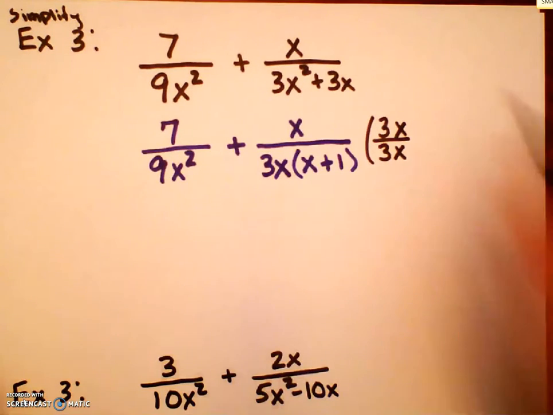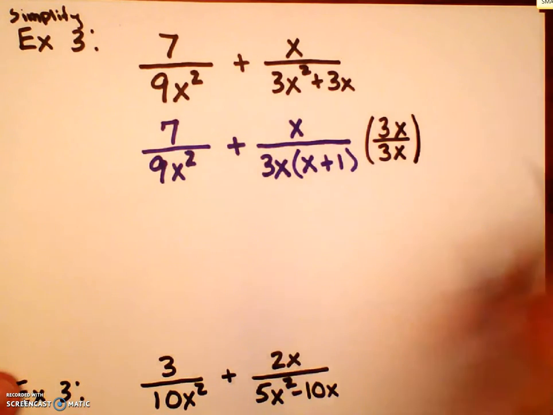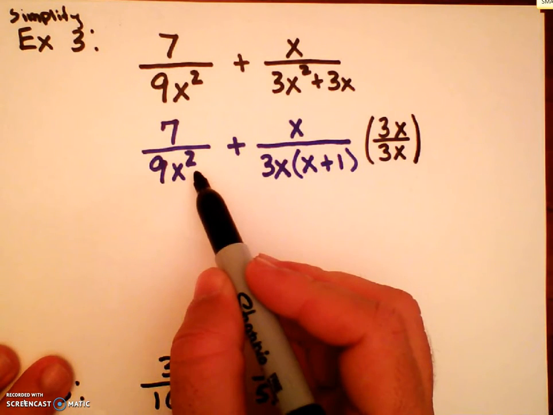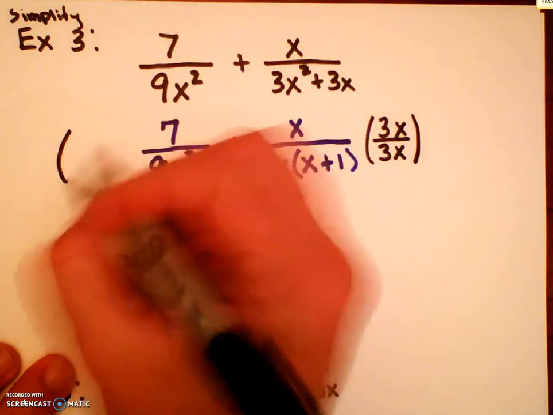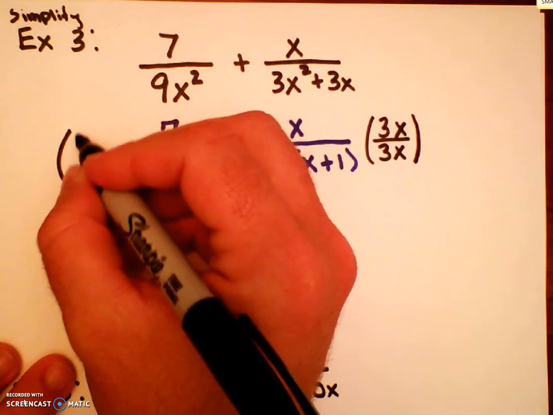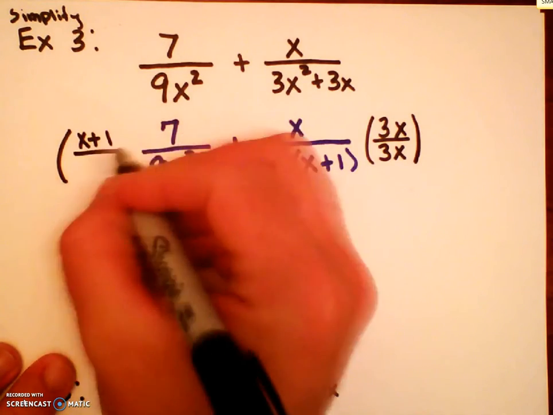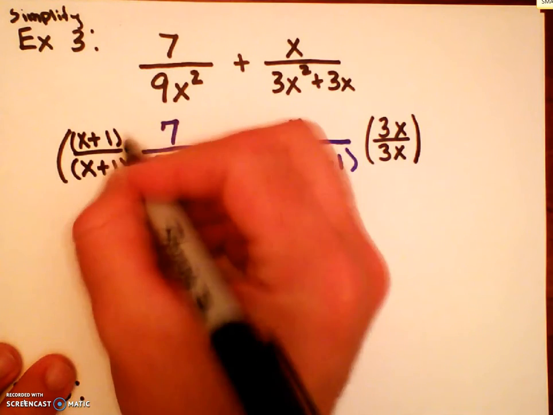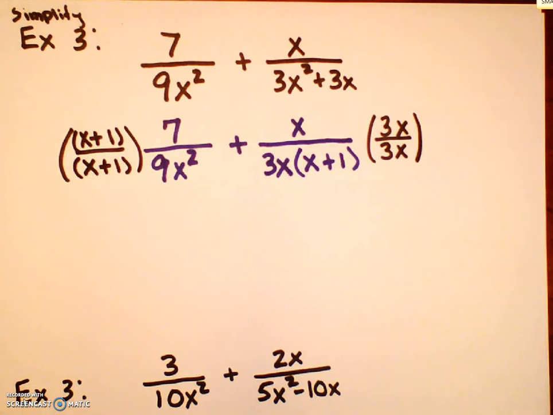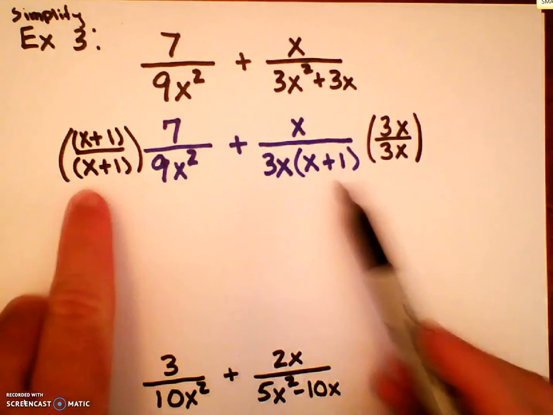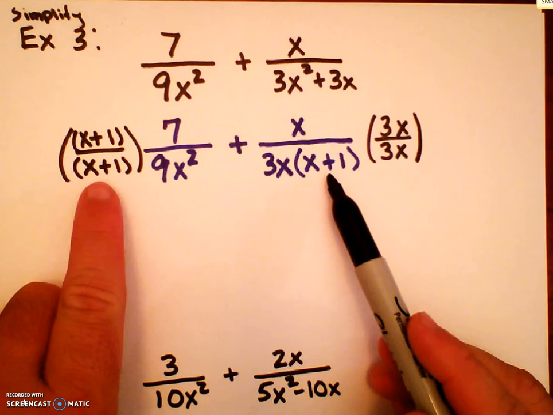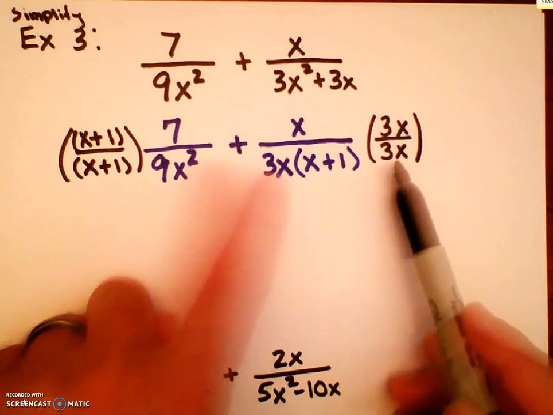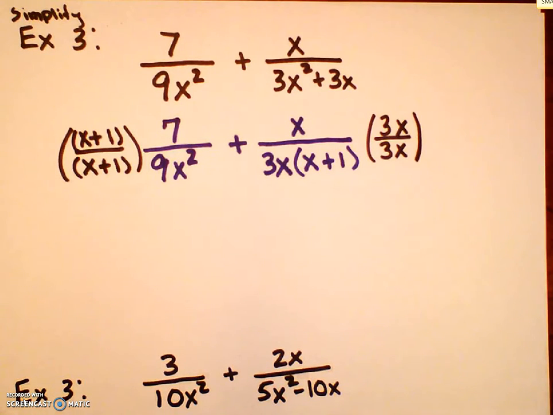The only difference now is that this right fraction has an x plus 1 that this left side does not have. So I'm going to multiply the left side by x plus 1 over x plus 1. Okay, so when I do that, if you notice, I've got x plus 1s on both denominators. I've got 9x squared when you multiply the 3x and 3x on both sides. So they now have common denominators.